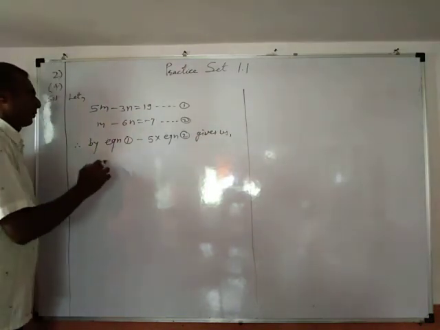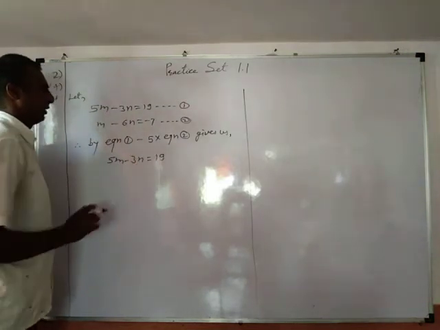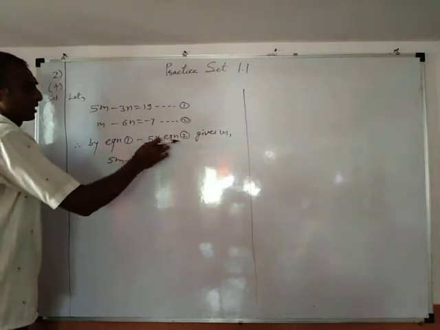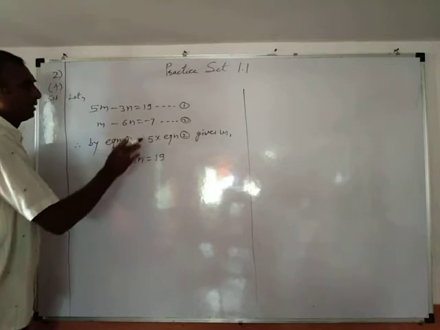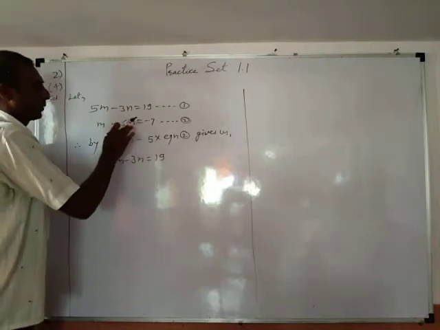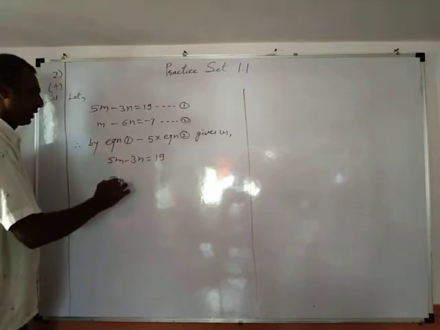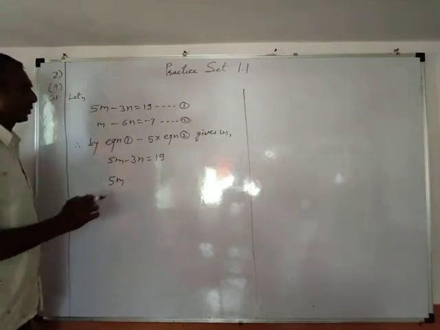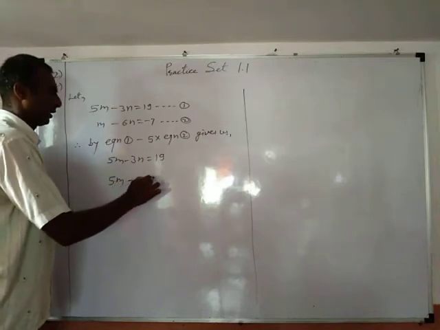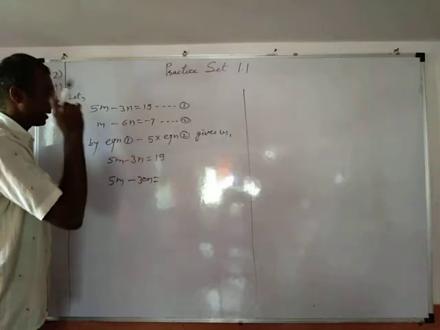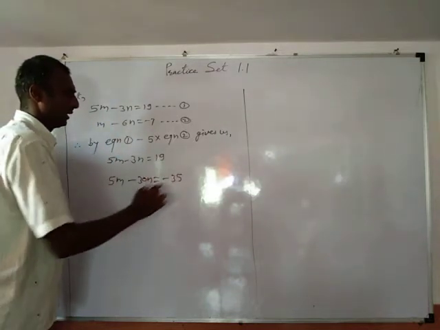Equation 1 is 5m minus 3n equals 19. We have decided to multiply equation second by 5 and subtract it through equation 1. That's why first of all let's multiply equation second by 5. And 5 into m gives us 5m. 5 into minus 6n gives us minus 30n. Okay, equals again 5 into minus 7. 7 5s are 35, but sign will be negative.